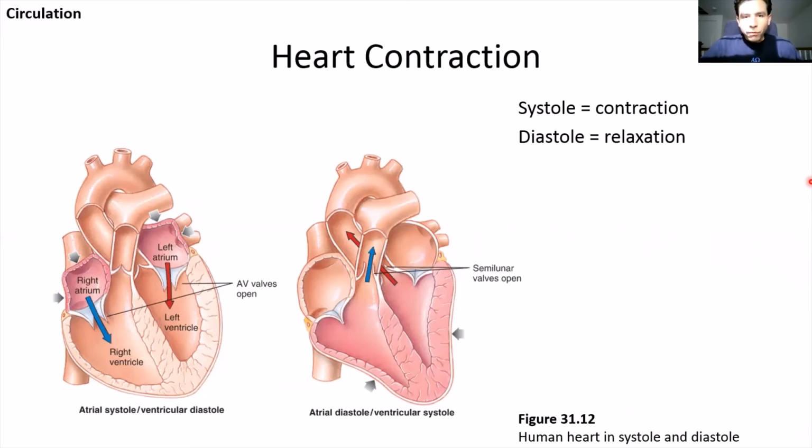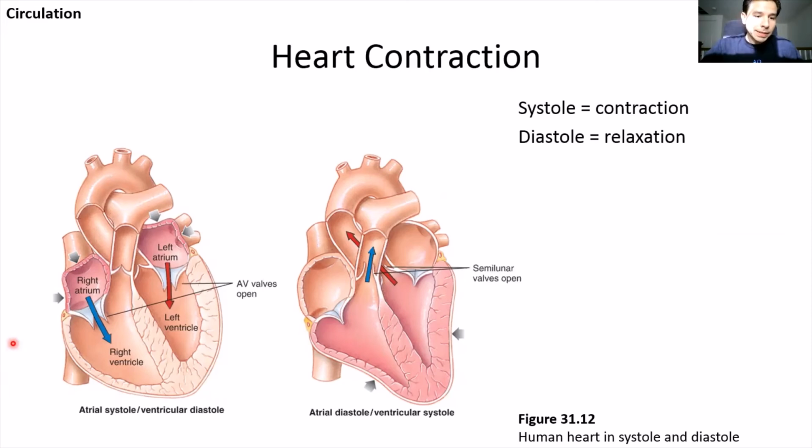Here's some vocabulary. We call the contraction of the heart systole, and we call the relaxation of the heart diastole. Systole and diastole. So the contraction and the relaxation of the four chambers of the heart is not all in unison, and they're also not random.